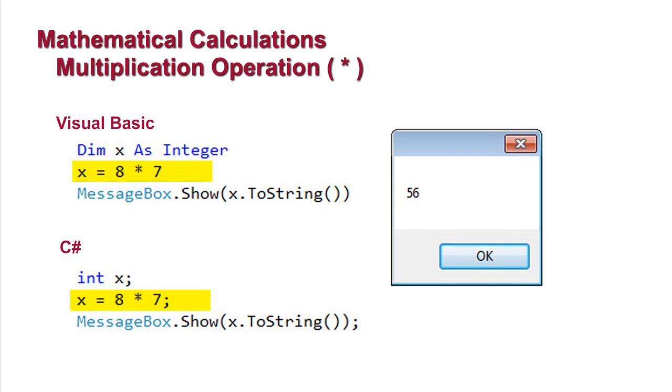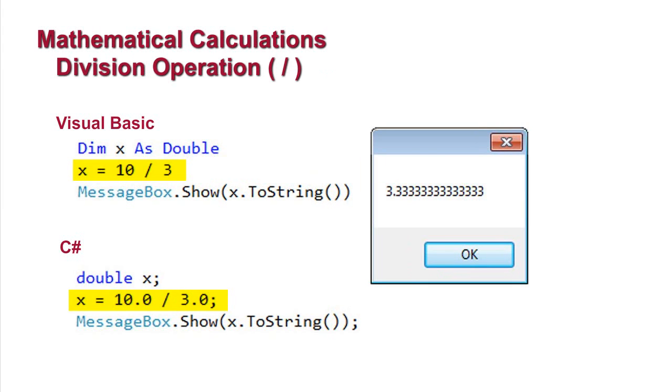In your grade school and high school math classes, you might have used an X as the multiplication symbol, or a dot, maybe in algebra. In computer programming, it's the asterisk. That is a shift 8, sometimes referred to as the star. So here, as an example, I've got x dimmed as an integer value, and x equals 8 times 7. And I show that in the message string, and the result is 56.